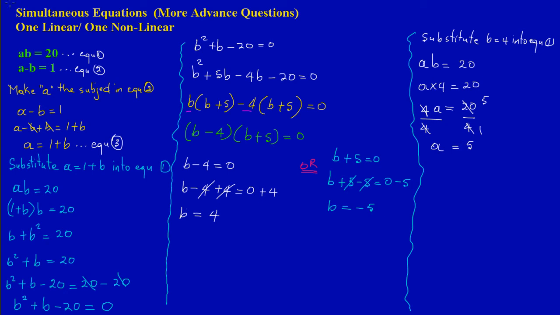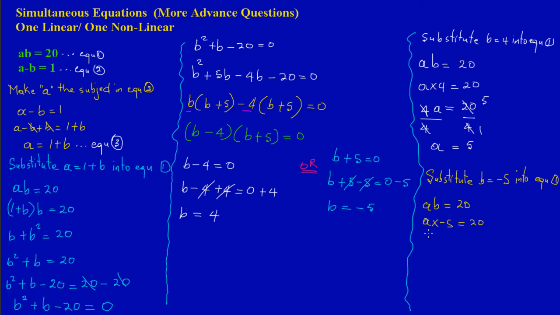Now I need to find my corresponding a value when b is equal to negative 5. And again, I'm going to take that and I'm going to say substitute b is equal to negative 5 into equation, let me use 1 again. Okay, so I have ab is equal to 20, so I'm basically saying a times negative 5 is equal to 20.